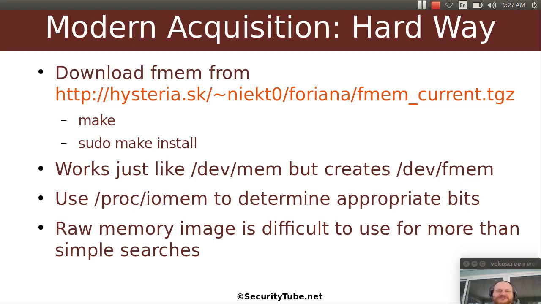Now, there's a couple of issues with this way. It's hard, it's very manual, that's one thing. And another thing that you'll run into is the fact that you won't have an image that's usable by things like Volatility. Really what you'll have is an image that you can use for some simple searches, and that's pretty much about it. So that is the hard way.